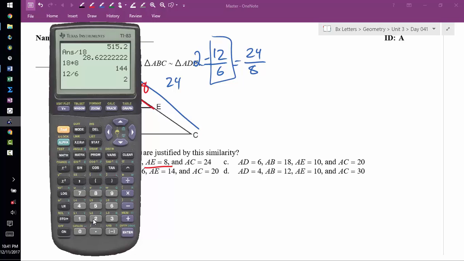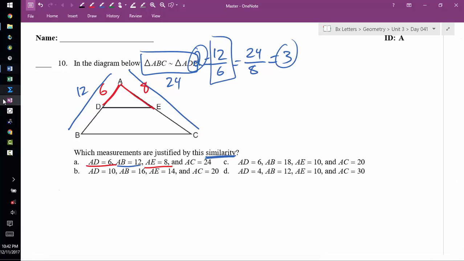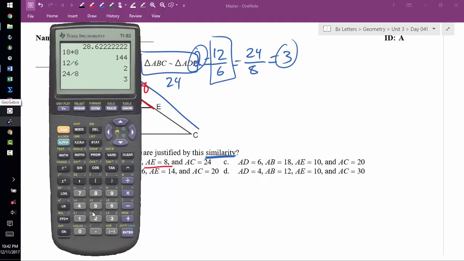And 24 over 8, 24 divided by 8. I don't think that's going to be 2, do you? No, it's apparently 3. So that's how I know these ratios are not equal. Therefore, it can't be similar. That's what they're telling me. They're telling me this thing is similar, so these numbers need to be equal. And if you cross multiply it out, I'll only do it this once.